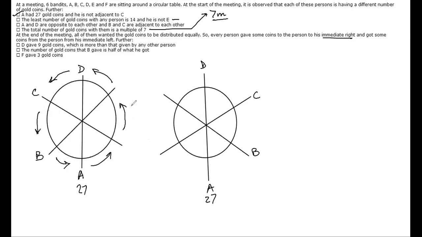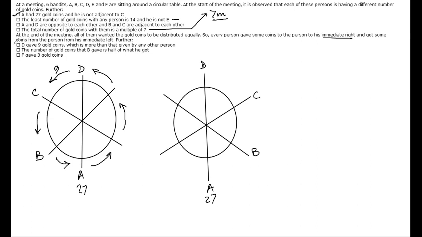This arrow means you are giving coins. Now D gave 9. So he gave 9 to A, 9 to C, and that's the maximum number. No one else can give 9 or more, because it is not saying that 9 is the maximum. If 9 was the maximum, someone else could also have given 9. It says the number given by D is more than any other person, so any other person gave strictly less than 9.